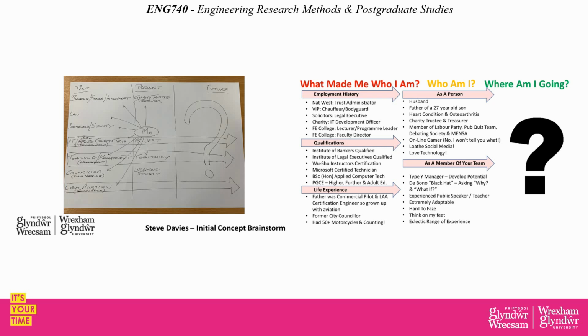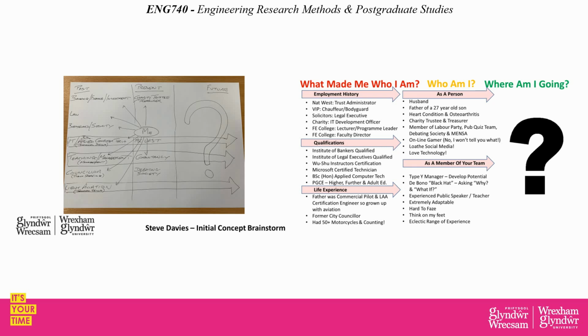So you can see, straight away, employment history, a variety of lists there, some good qualifications. He was a banker, Microsoft certified technician, and then life experience. So he's a father with a commercial pilot licence, former city councillor, had 50 years of motorcycling and counting.